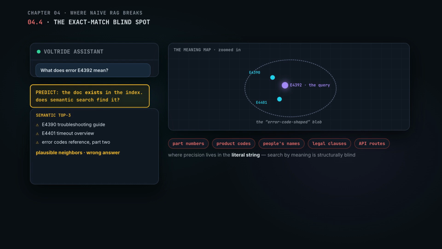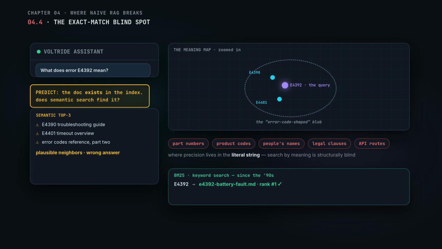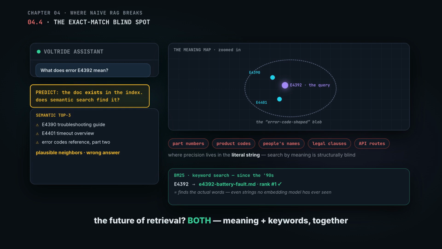The fix is almost embarrassing. Keyword search. The classic ranking algorithm, BM25, has been matching exact strings since the 90s. In plain terms, it finds the actual words, including strings no embedding model has ever seen. So, is the future of retrieval keyword search? No. It is both, working together.